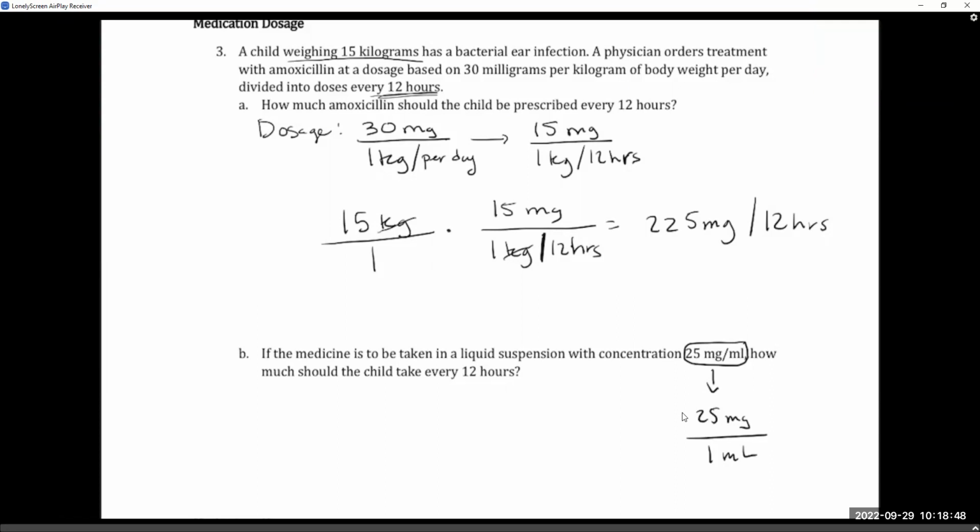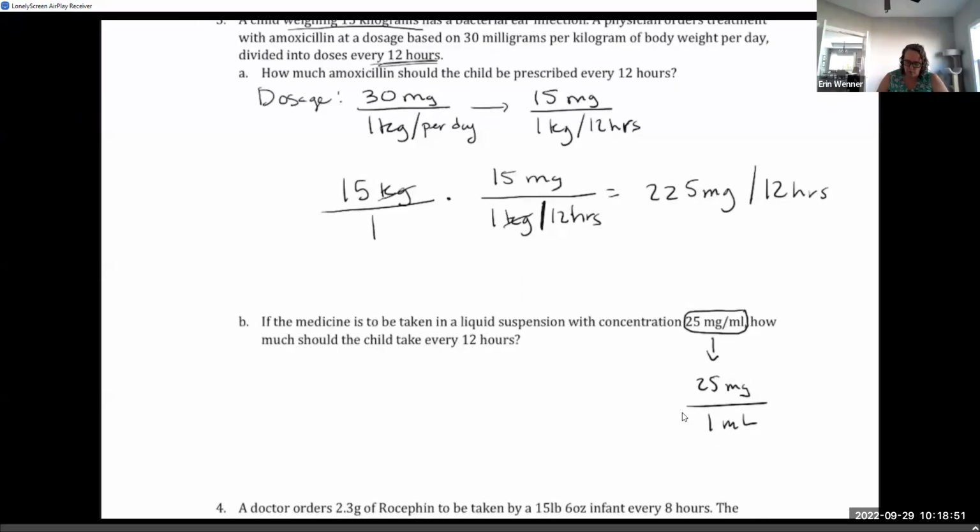So we want to take this dosage, 225 milligrams over 12 hours. And we want to multiply by a conversion factor.